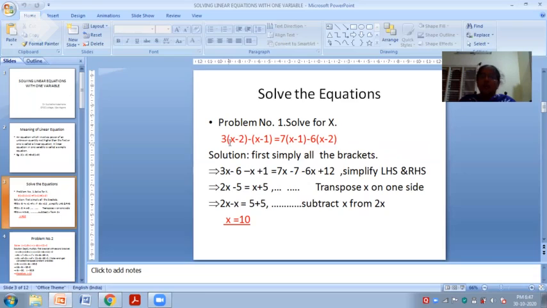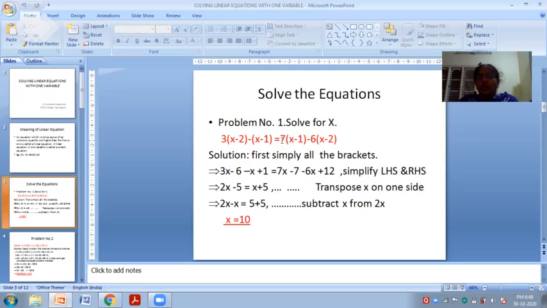So first we have to simplify the brackets, then we have to solve for the variable, that is the x value. How do we simplify the bracket? First we multiply the number which is outside the bracket. See here, 3 into x minus 2. Therefore, first multiply these two. 3 into x, how much? 3x. And 3 into minus 2, how much? Minus 6. Similarly, minus 1 here, that is not written, it is nothing but minus 1. So minus into plus x means minus x, and minus into minus is plus 1 here.